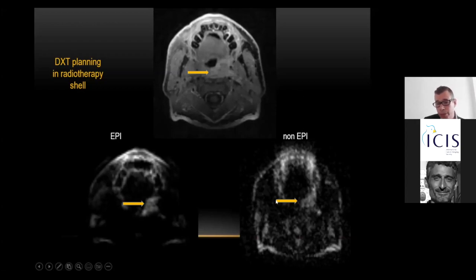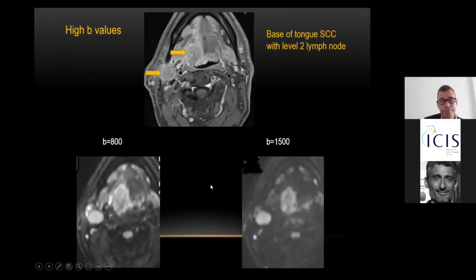There may, in principle, be some benefit of using non-EPI sequences, particularly when there are susceptibility effects of the radiotherapy shell. And you can see how this non-EPI image slightly better depicts the structure of the oropharyngeal tumor in this situation. But you'll also notice that there's very poor signal to noise, which precludes its routine application.